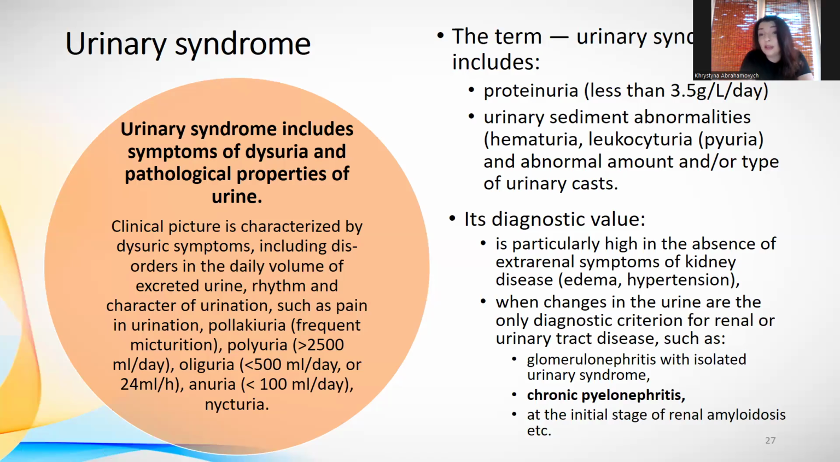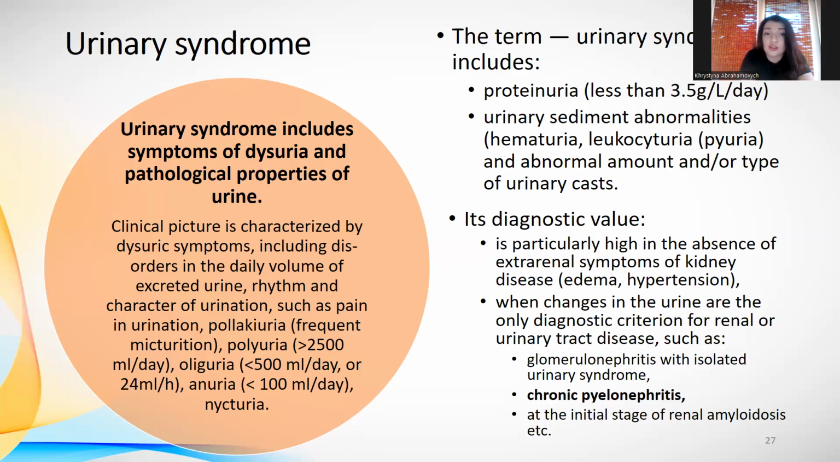So its diagnostic value is the following. It is particularly high in the absence of extrarenal symptoms of kidney disease such as edema and hypertension, when changes in the urine are the only diagnostic criteria for renal or urinary tract disease, such as, first of all, chronic pyelonephritis, glomerulonephritis with isolated urinary syndrome, because for glomerulonephritis nephrotic or nephritic syndrome is more common than urinary syndrome, and at the initial stage of renal amyloidosis.